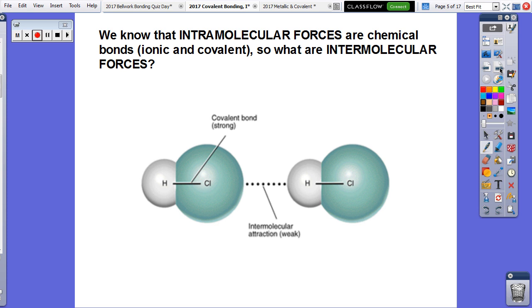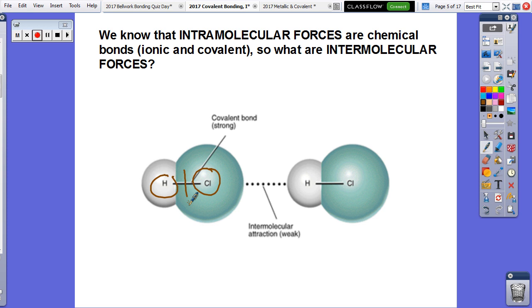We have talked about chemical bonds at this point, and those are intramolecular forces. I don't like the word intramolecular force because it sounds too much like intermolecular force. So I will use the word chemical bond when I'm talking about an intramolecular force. That is ionic and covalent bonds. Those are strong forces of attraction, and they determine what the substance is. So in the diagram, you can see there's a covalent bond pictured because it's sharing electrons between two nonmetals, hydrogen and chlorine.